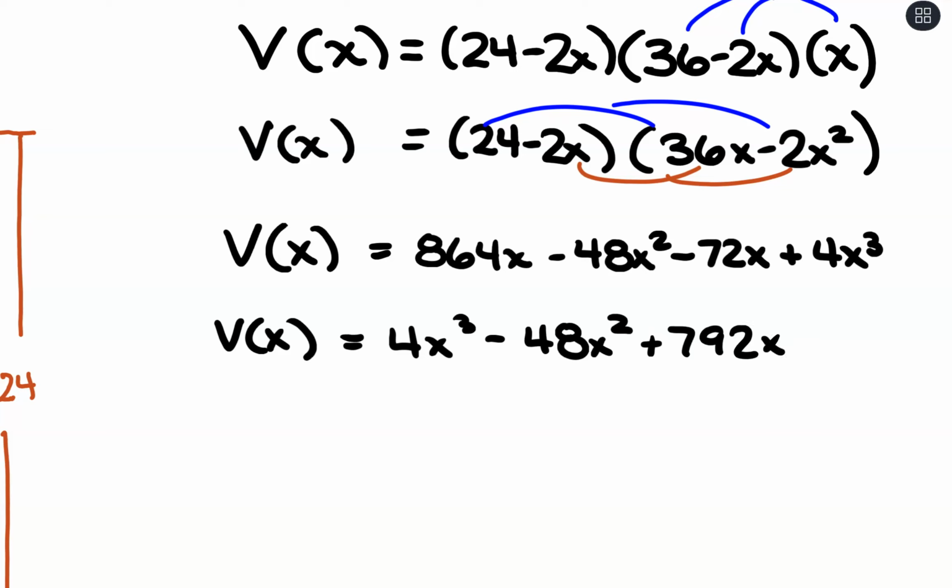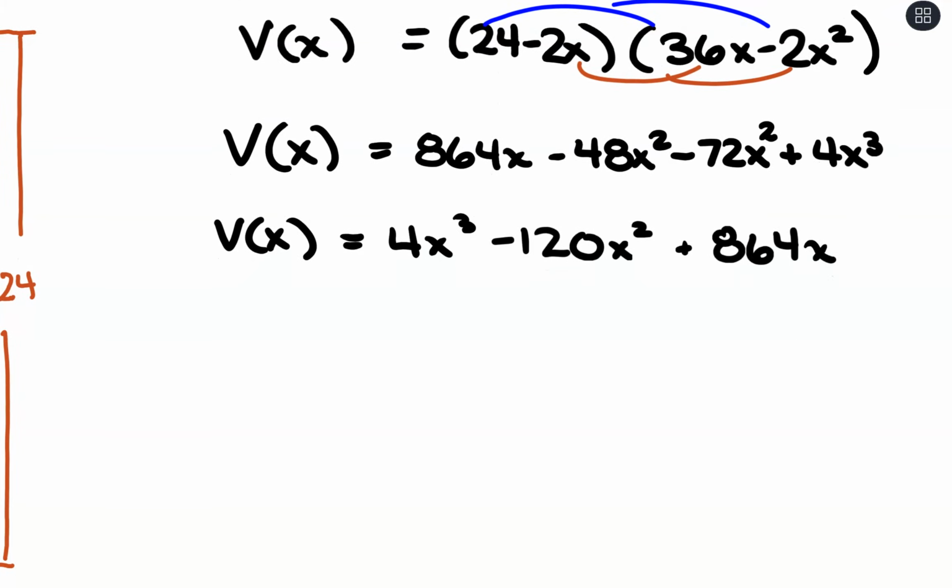And I found my error. I felt like I went too fast there. That should be a 72x squared. So what we'll have here is instead negative 48 minus 72 for negative 120x squared plus 864x. Okay, there's our formula for volume, and we want to maximize this, so we're going to go looking for our critical points.